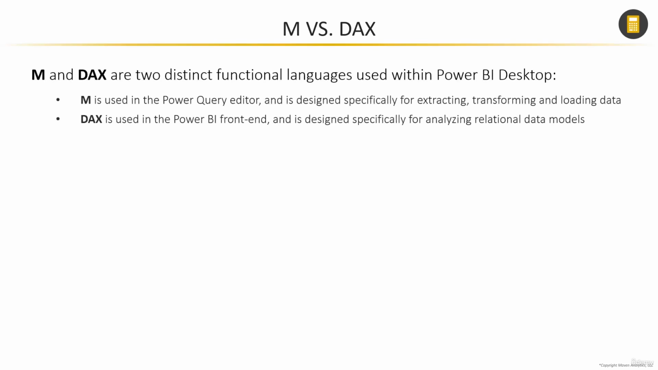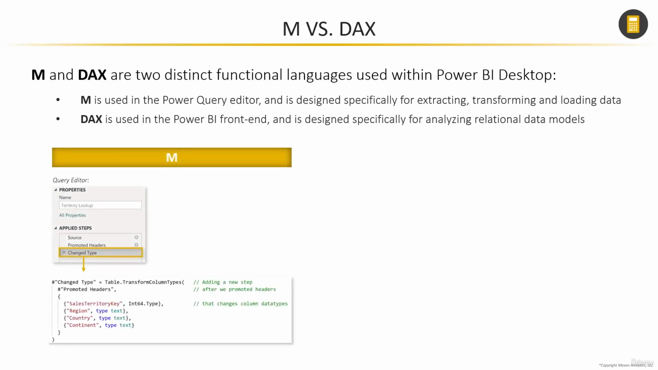So, to start off, M and DAX are two distinct and different functional languages that are used within Power BI. M code is used within the Power Query editor. Remember that this is the back end of Power BI, and is designed specifically for extracting, transforming, and loading data into Power BI's data model. And DAX code is all about analyzing relational data models and is used in Power BI's front end.